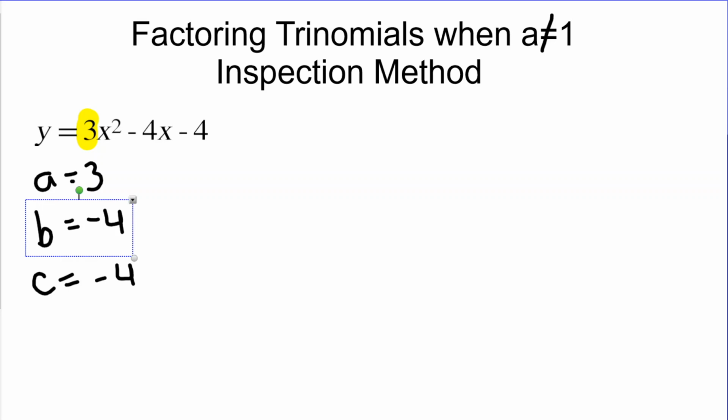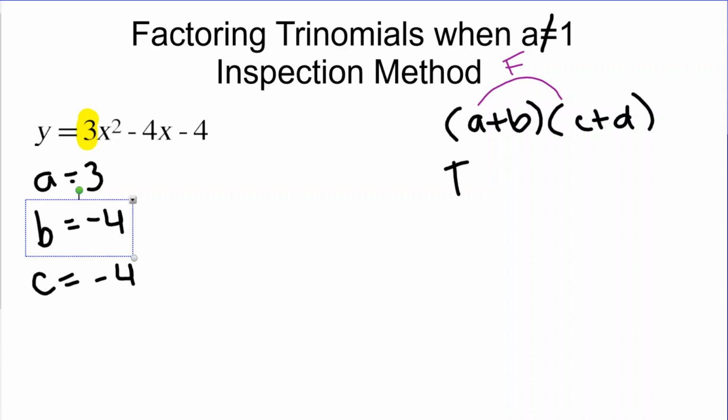The idea behind inspection factoring is to use the idea of understanding distribution. So something that looks like (a + b)(c + d), and knowing that those first two terms, a times c, we sometimes call this F if we're using that FOIL acronym. A times c, in this case, has to equal 3x squared. So F is going to be 3x squared. That's the product of the first term of the first binomial bracket times the first term of the second binomial bracket.